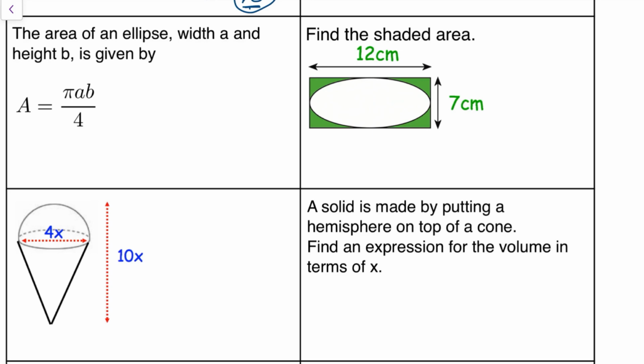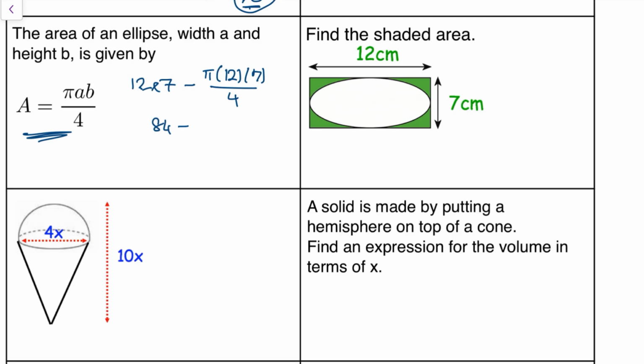So I'm just going to do the area of the rectangle, which is 12 times 7. And then I'm going to take away the area of the ellipse, where it gives me the formula. So that's going to be pi times 12 times 7, and divide all that by 4. And pull this together, so 12 times 7 is going to give me 84.